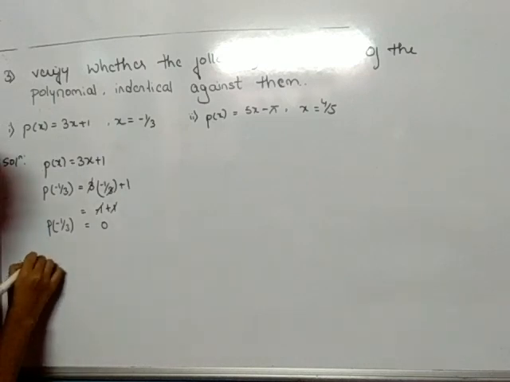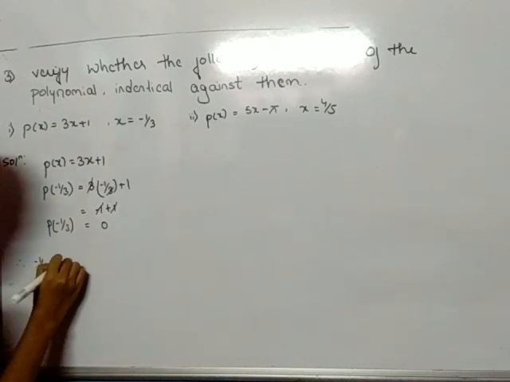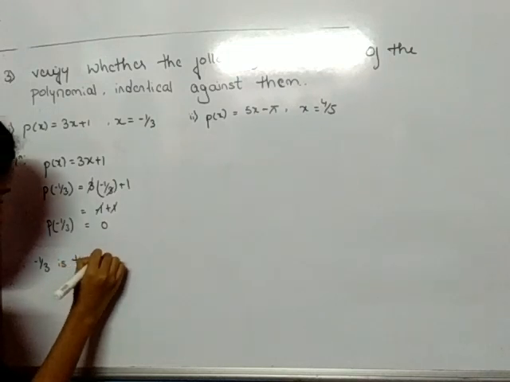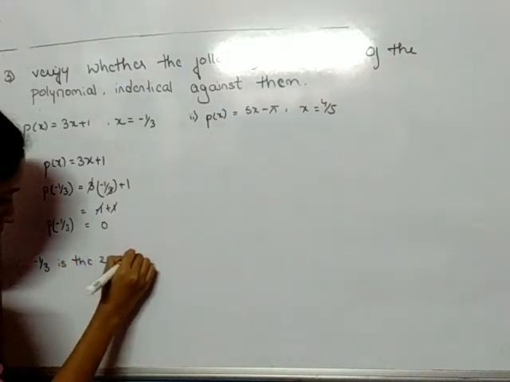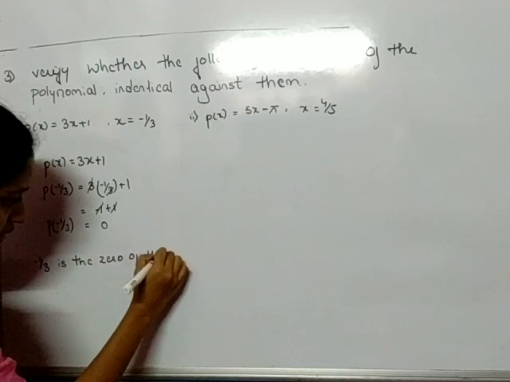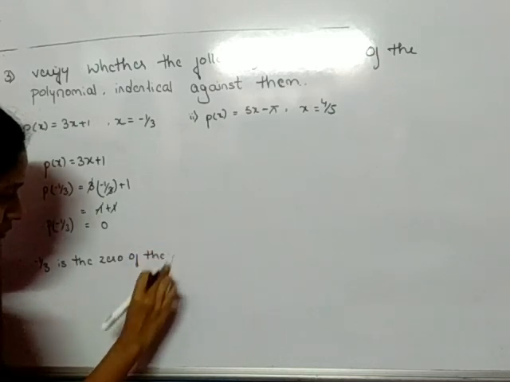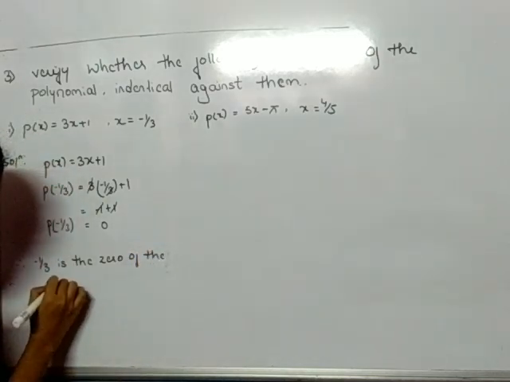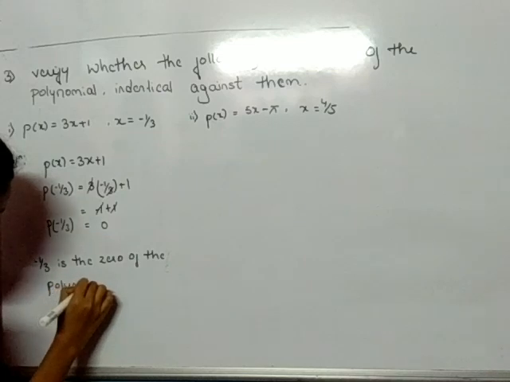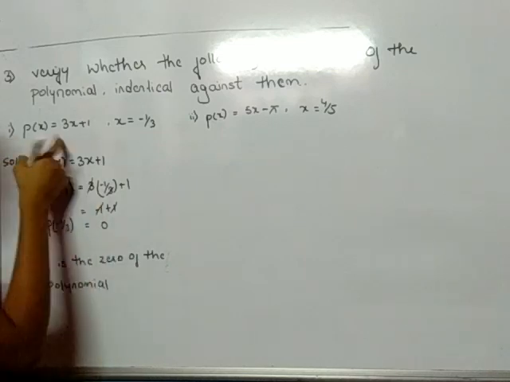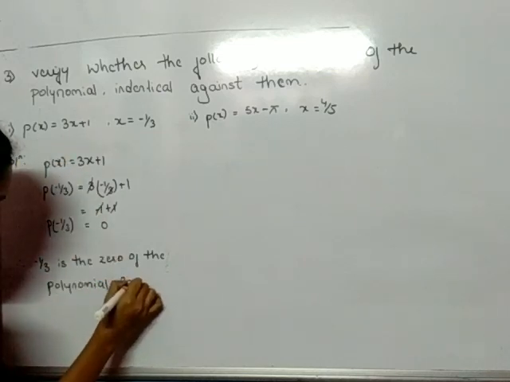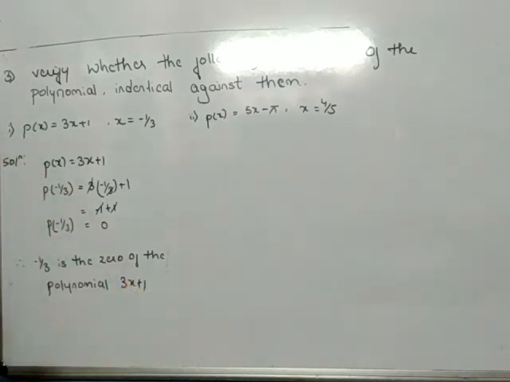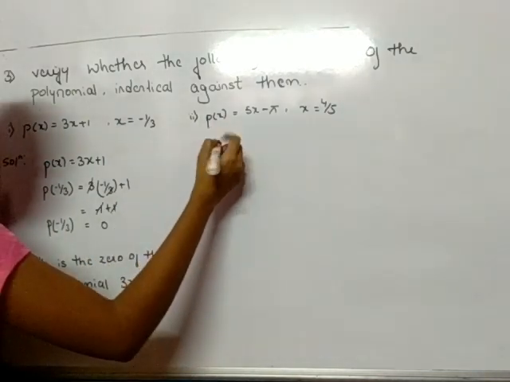Therefore, minus 1 by 3 is the 0 of the polynomial. Which polynomial? For this polynomial, that is 3x plus 1. Right? Similarly, this also.